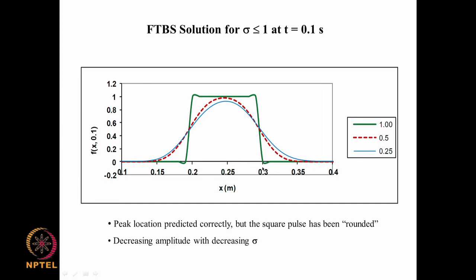This is the solution that we are getting from FTBS at a time of 0.1 seconds, and we have 3 different solutions here for 3 different Courant numbers. The Courant number is A delta t by delta x. A is fixed as 1 meter per second, delta x is fixed as 0.01 meters. So delta t is given by the Courant number. If you fix the Courant number to be 1, delta t will be equal to 0.01.